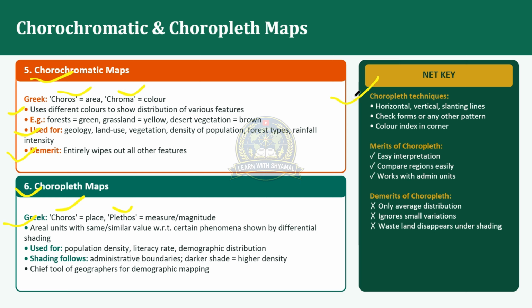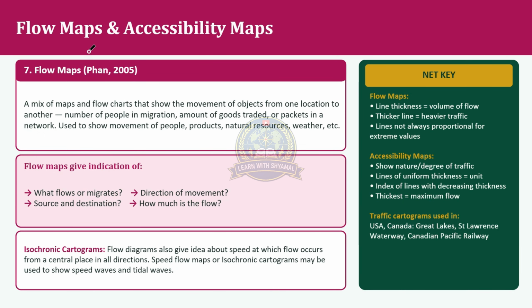Choropleth techniques: horizontal, vertical, and slanting lines, check forms or any other pattern, with a color index in the corner. Merits of choropleth: easy interpretation, regions can be compared easily, and it works with administrative units. Demerits of choropleth: it shows only average distribution, ignores small variations, and wasteland disappears under shading.